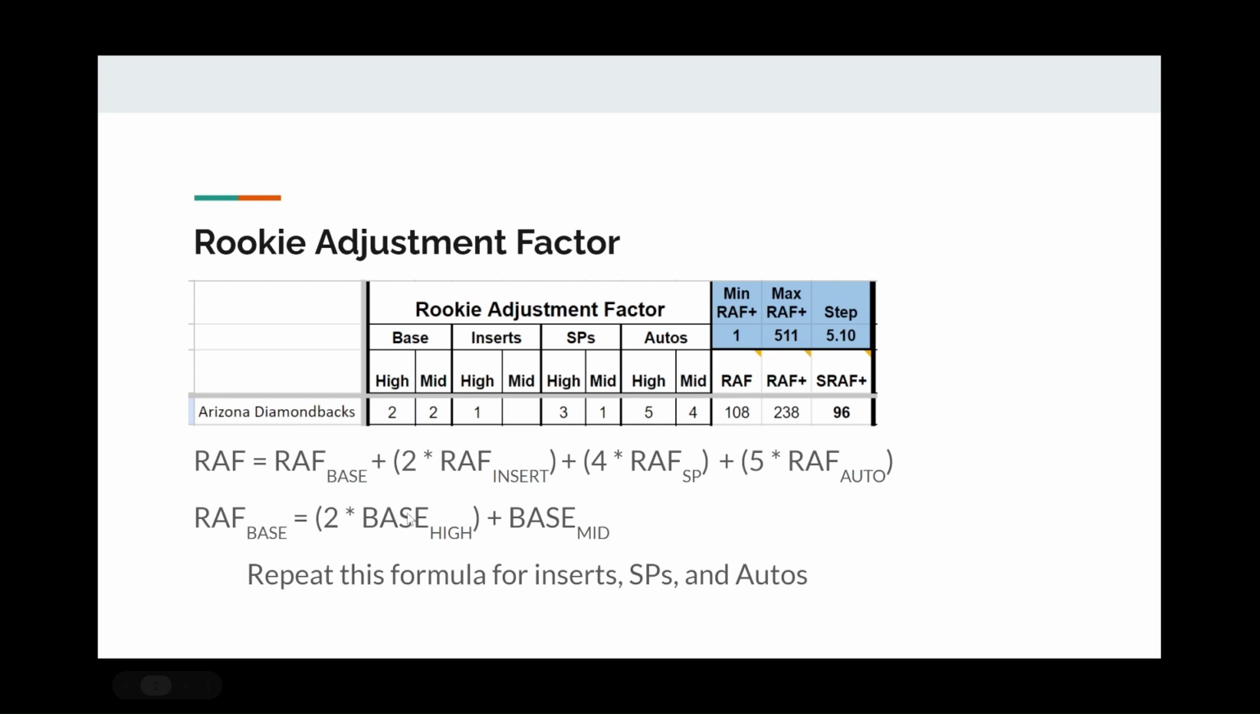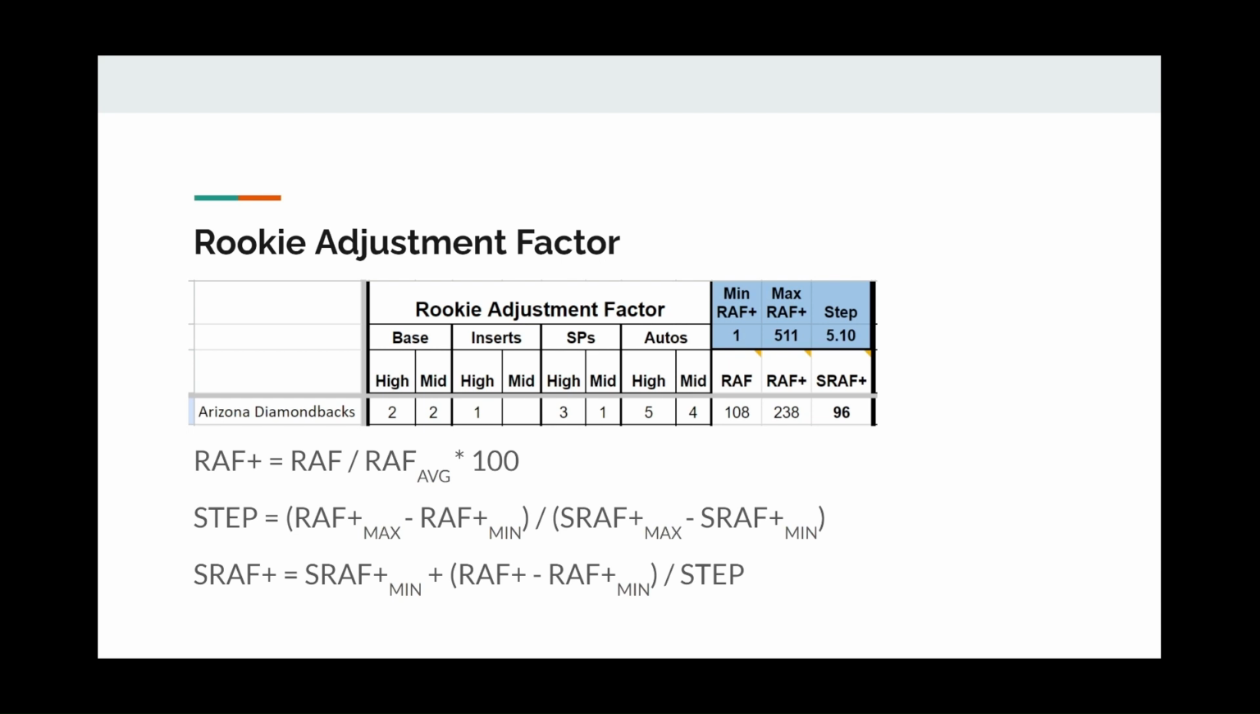From there, what you do is you get to find your RAF plus value that's right here. That's just the same normalization equation that we did before. After I have my RAF plus value, I work to compute an SRAF plus value, which stands for Scaled Rookie Adjustment Factor. The reason I do this is because if you look at the min RAF plus value and the max RAF plus value, they are gigantic.